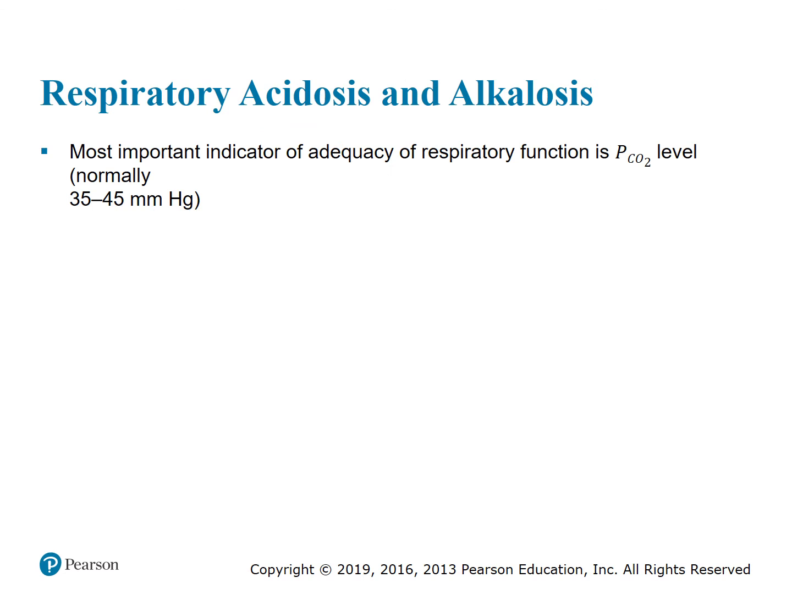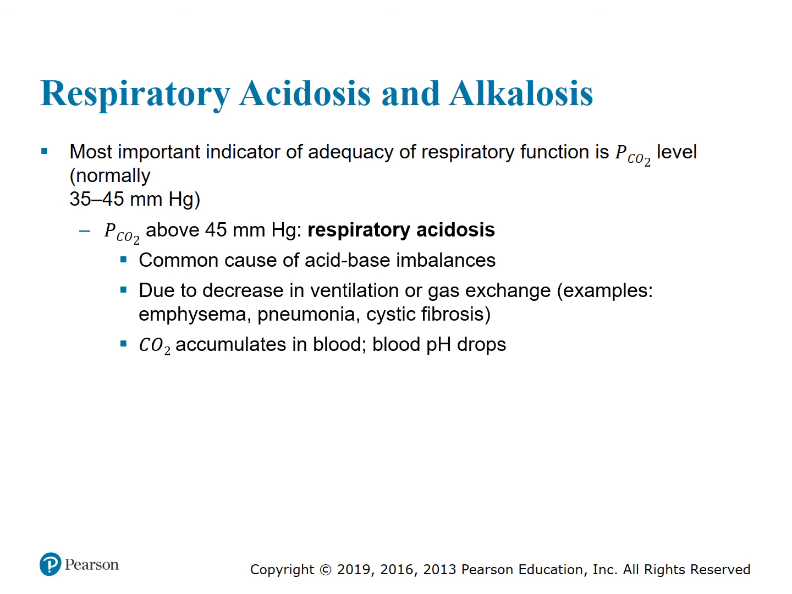So your most important indicator of respiratory function is the level, partial pressure of CO2, which is normally 35 to 45 millibars. Now, if you get above 45 millibars, this is going to cause respiratory acidosis, which is the common cause of acid-base imbalances. And this can be due to a decrease in ventilation, so just not breathing as much, or a decrease in gas exchange as in emphysema, pneumonia, or cystic fibrosis, and I guess now coronavirus. And what happens here is that CO2 accumulates in the bloodstream, and because that CO2 can combine with water to form carbonic acid, the blood pH will drop.